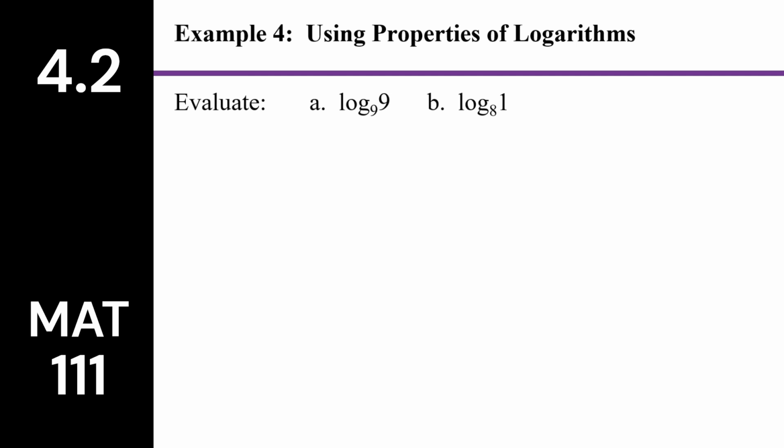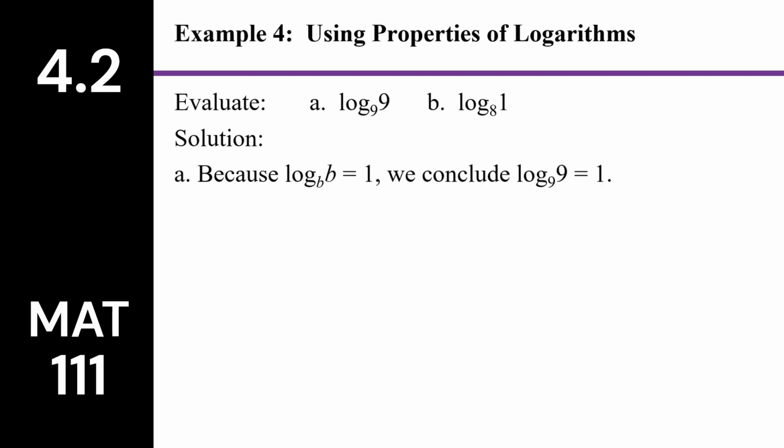The first one, log to the base 9 of 9. Well, we saw that if the base is the same as the argument of the log, you always get 1. So therefore, the log to the base 9 of 9 must be 1. Remember, logs are exponents, so we're asking what exponent do we have to give this base of 9 to get 9? And 9 to the first power is 9.